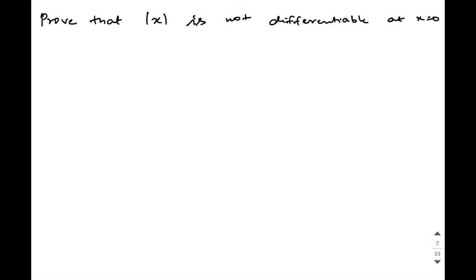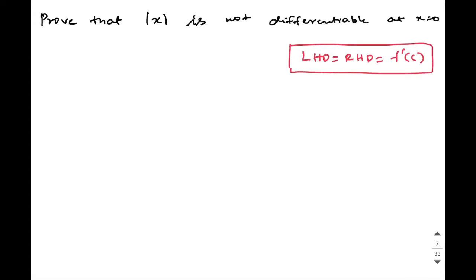Now we'll see an example problem which is based on proving or disproving whether a function is differentiable at a given point or not. In the previous video we discussed that if a function has to be differentiable, then what is the condition? For a function to be differentiable, the left hand derivative should be equal to the right hand derivative, which should be equal to f dash of c. If all the conditions are satisfied, yes, we can say that the given function is differentiable at the point c.